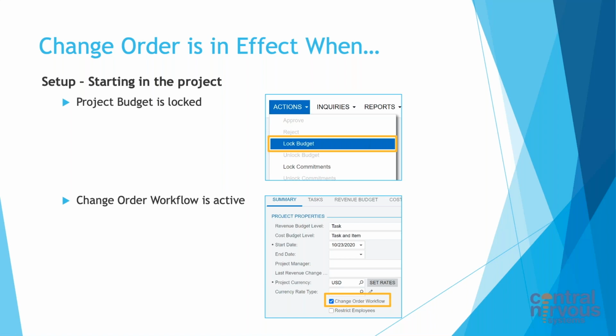So change order is in effect when the project budget is locked and the change order workflow is active. A couple of key things that we want in place: budget is locked, which we talked about, and the change order workflow that we discussed, having that turned on for the project.